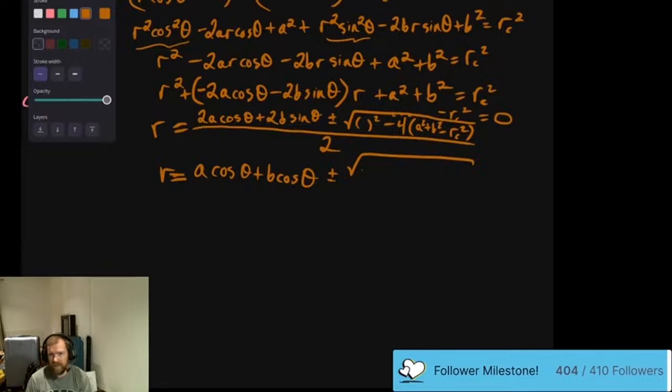So that's going to be a... no, okay, that's not there. a cosine theta plus b sine theta, parentheses squared. It's a negative technically on the inside, but it gets squared, so that doesn't matter. Minus parentheses a squared plus b squared minus r_c squared.